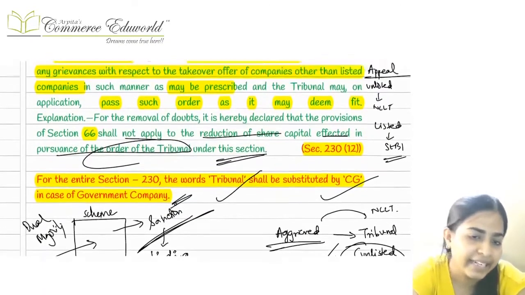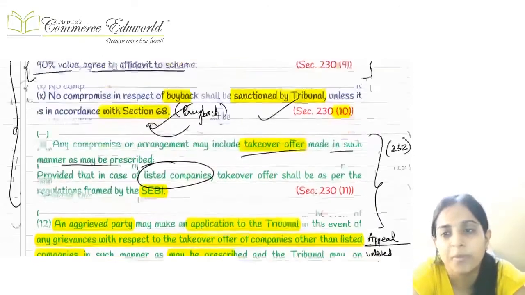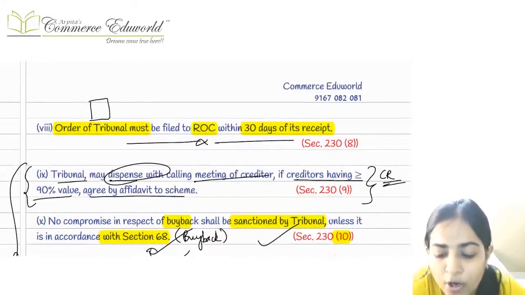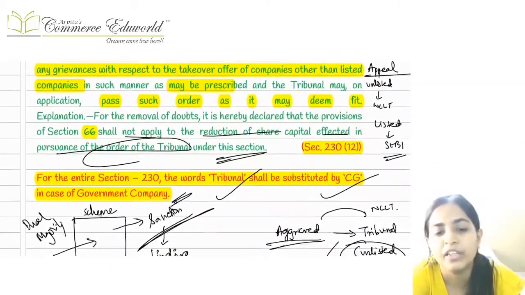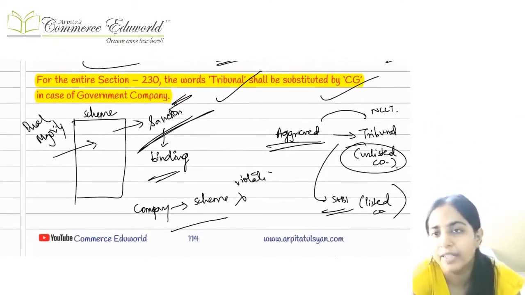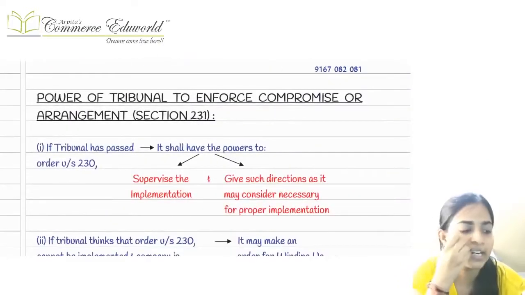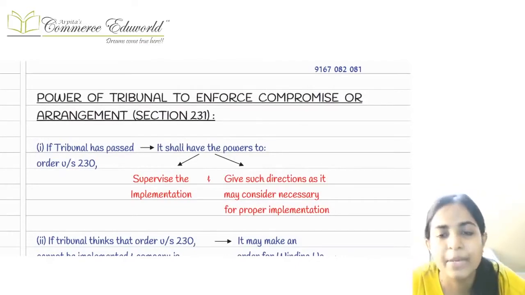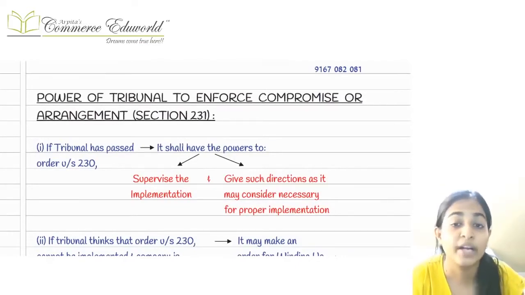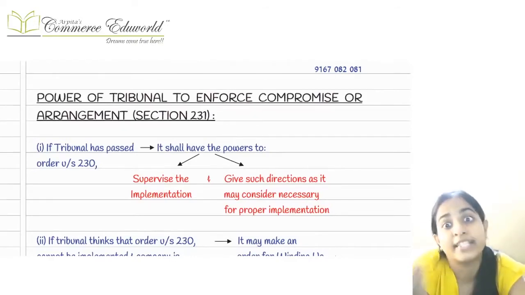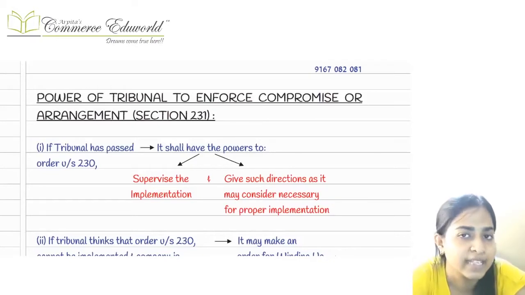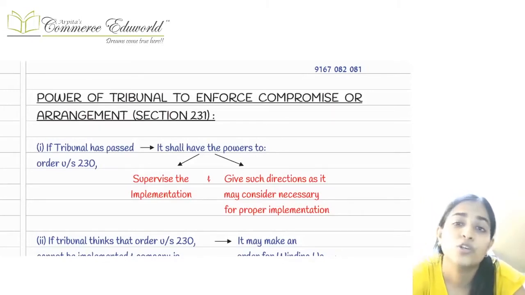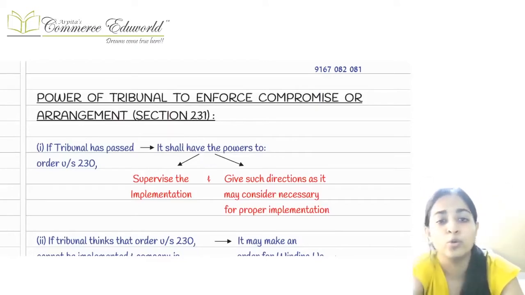And in the entire section, wherever we use the term tribunal, if the compromise or arrangement is happening for a government company, then instead of tribunal, the term we are going to use will be the central government. Everything will be done by the central government as it was done by the tribunal in section 230. Once the tribunal or the central government, as the case may be, approves the scheme, they have all the powers to supervise the implementation, whether it is done properly or not, and they can also give directions: do the implementation in this way, don't do this, do that, etc.